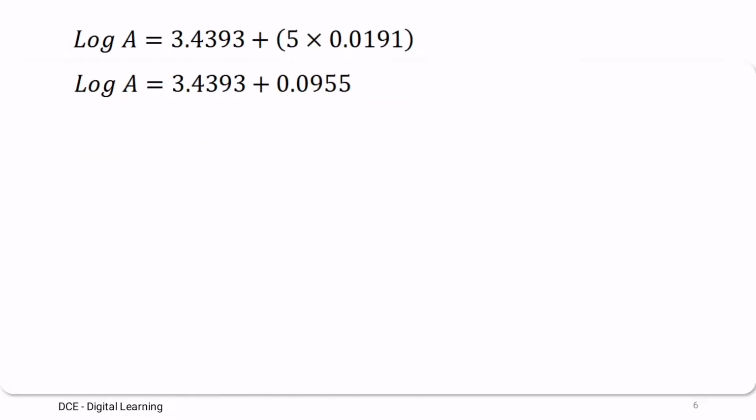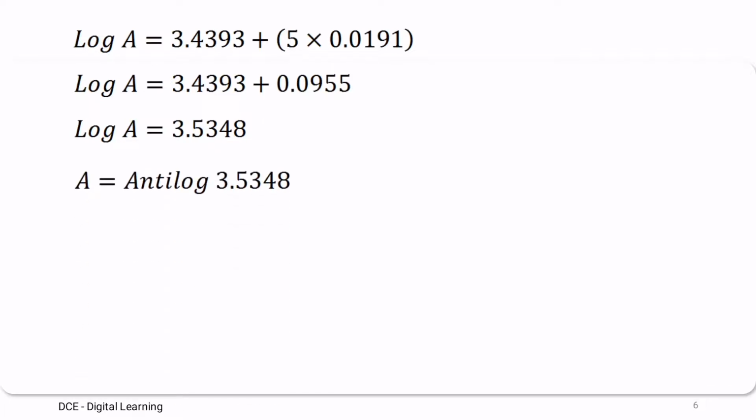So, log A equals 3.4393, which is the log for 2750, plus 5 into log of 1.045, which is 0.0191. So, log A equals 3.4393 plus 5 into 0.0191, which is 0.0955. So, log A equals 3.5348. Now, A equals antilog of 3.5348.